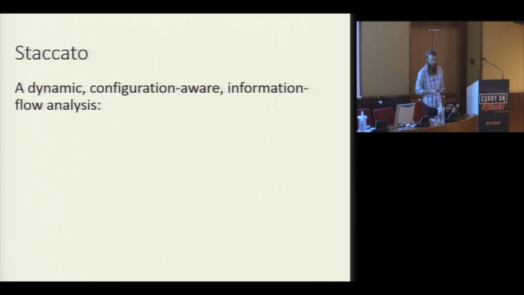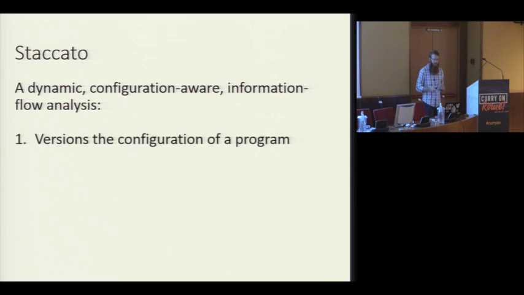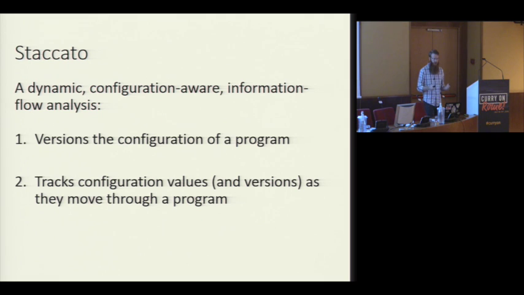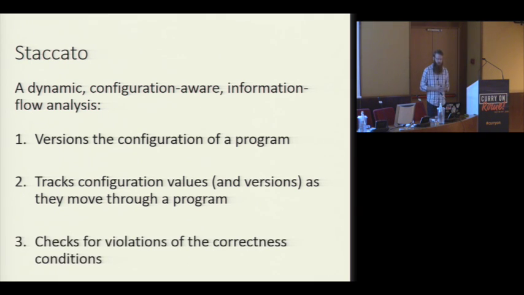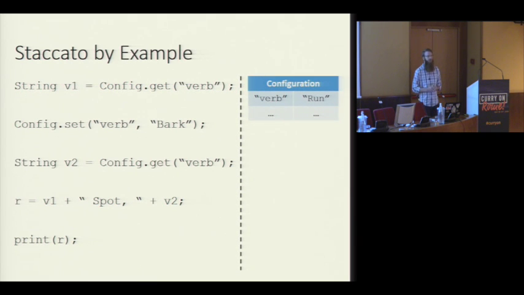Staccato is a dynamic configuration-aware information flow analysis with three main parts. First, it versions the configuration of a program. It tracks configuration values and their versions as they move through a program. And then finally checks for violations of the correctness conditions. So to see how this technique works, let's see how Staccato operates on a simplified version of the spot service bug from earlier. This example will show how Staccato conceptually works. Later we'll see how to make it more efficient and how to extend it to detect more exotic types of bugs. So the first piece of Staccato is to version the program configuration.